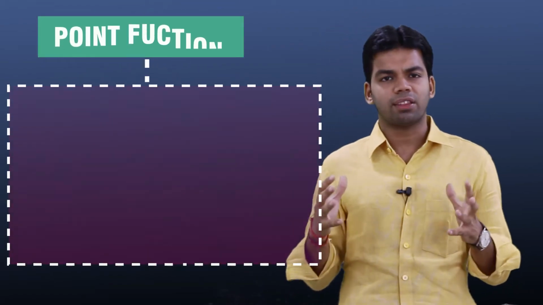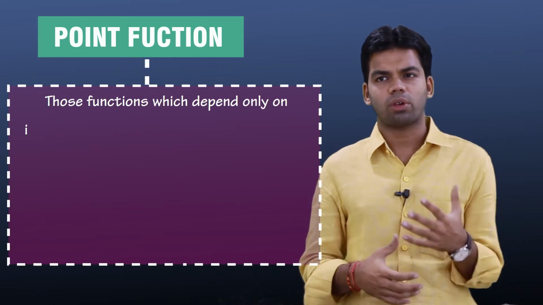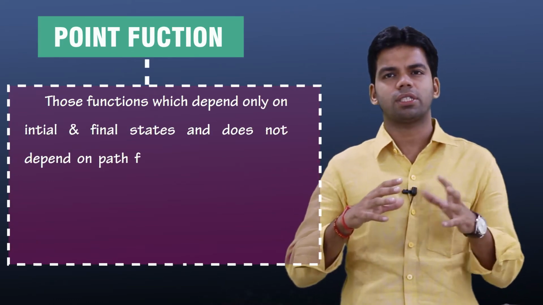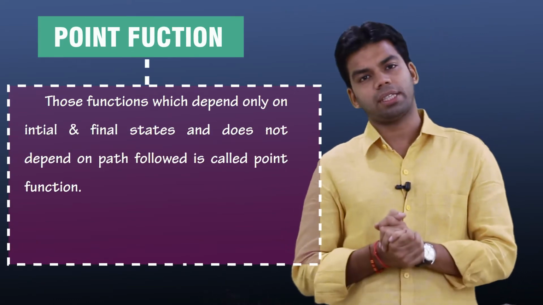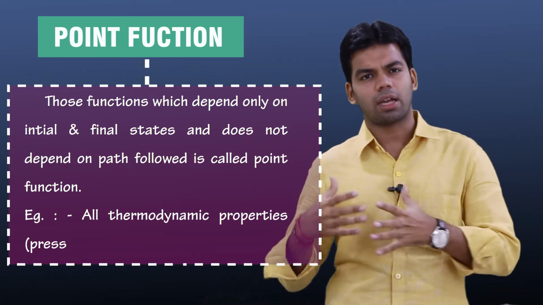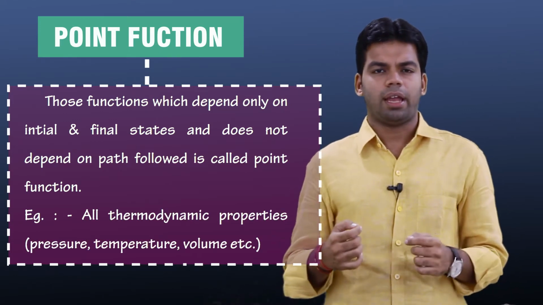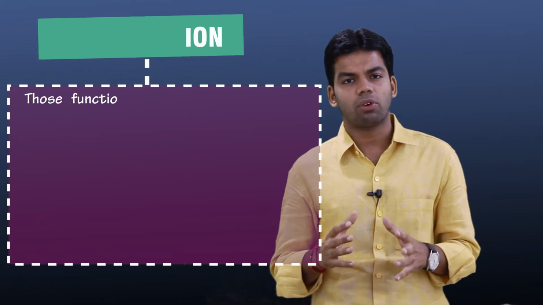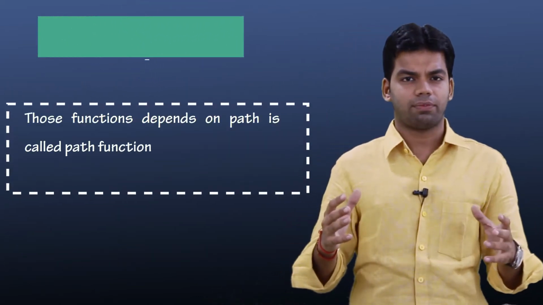Next is the path function and point function. Now what are point functions? The functions which do not depend on the path followed by the system. All such functions are known as point functions, and the functions which depend on the path followed by the system are known as path functions.